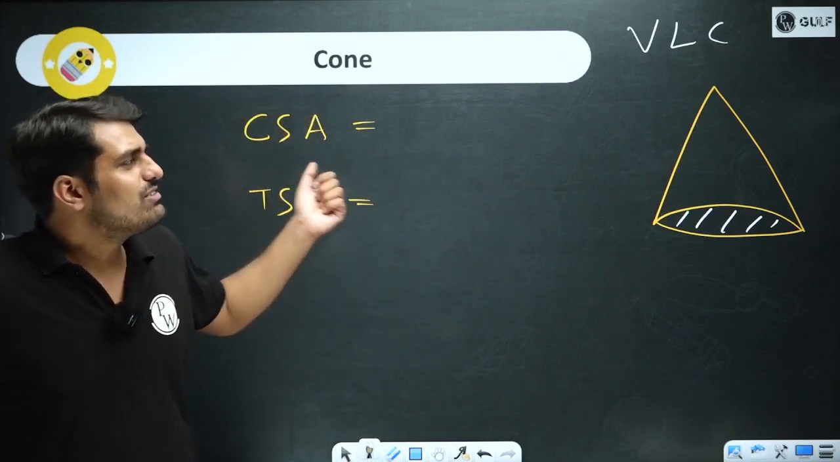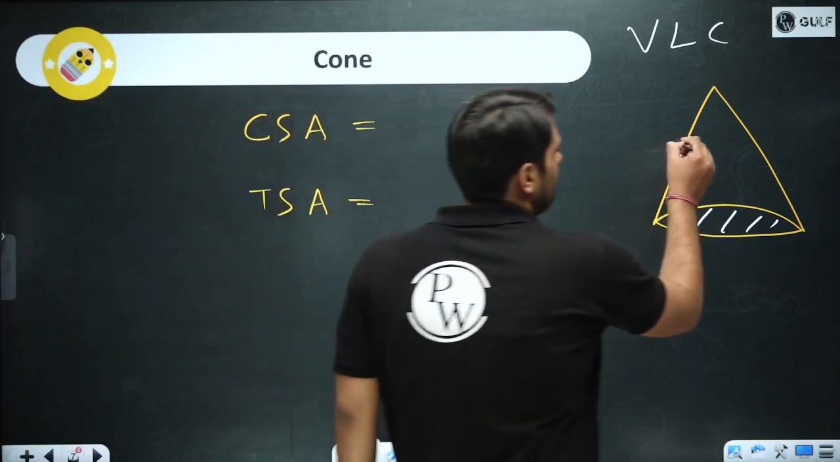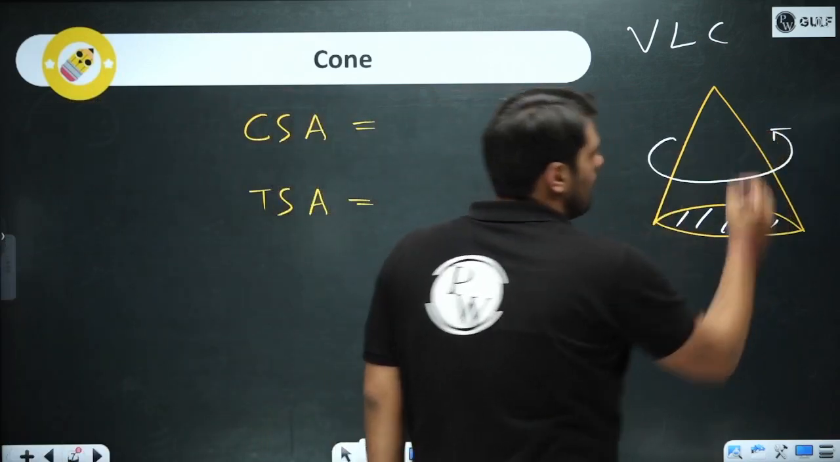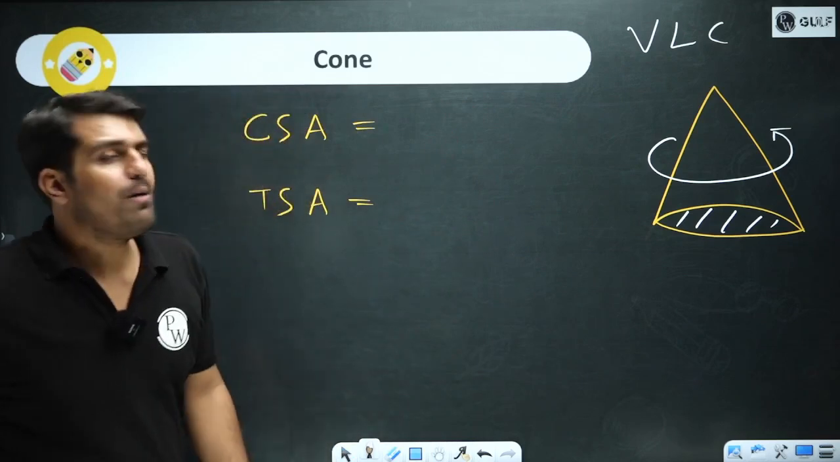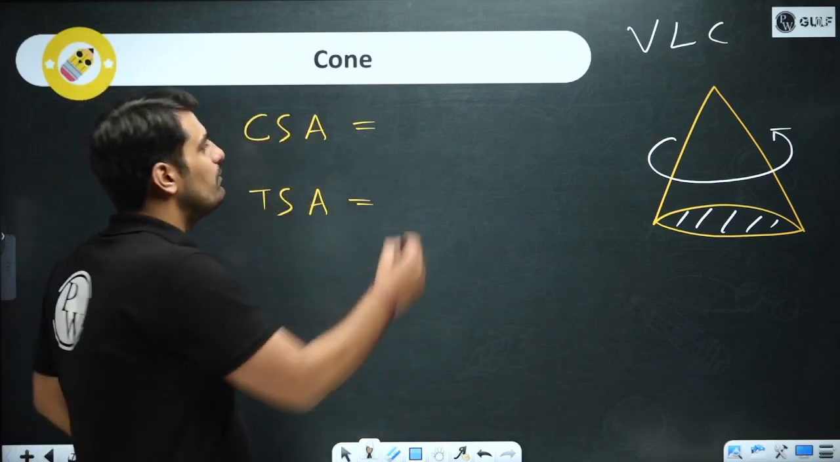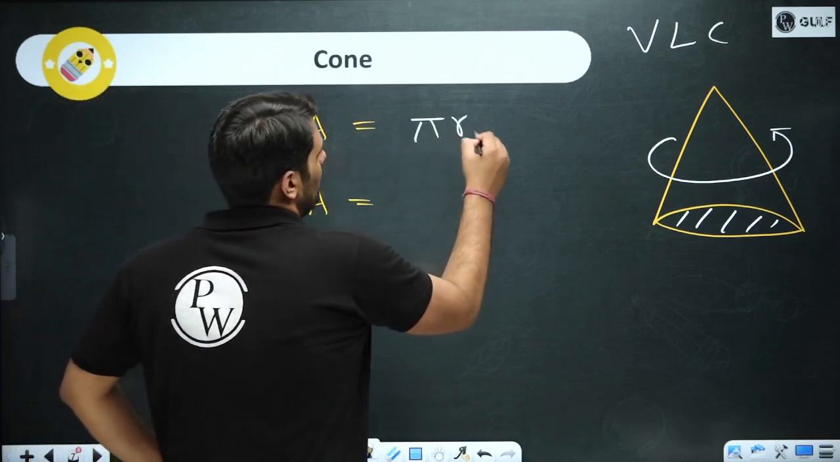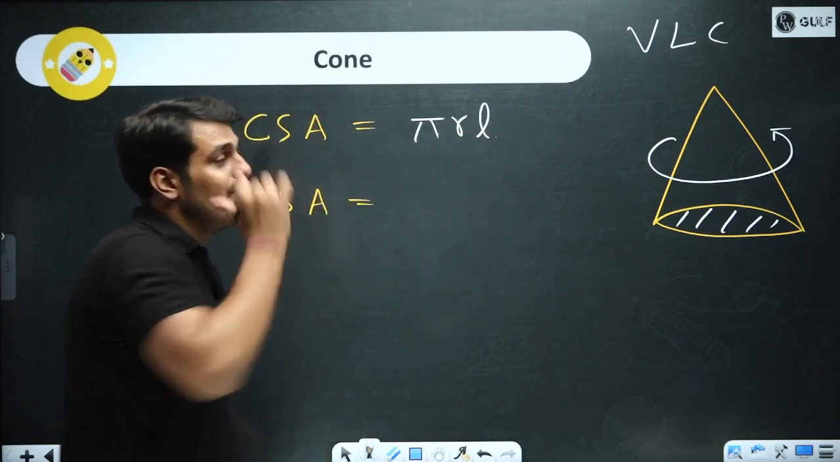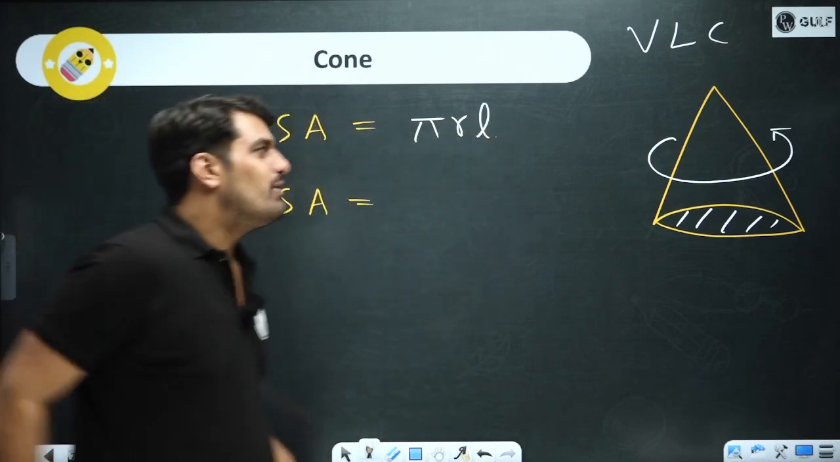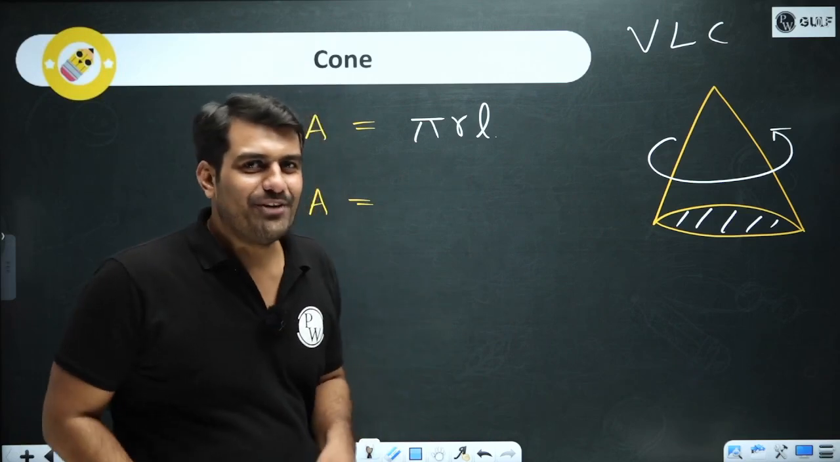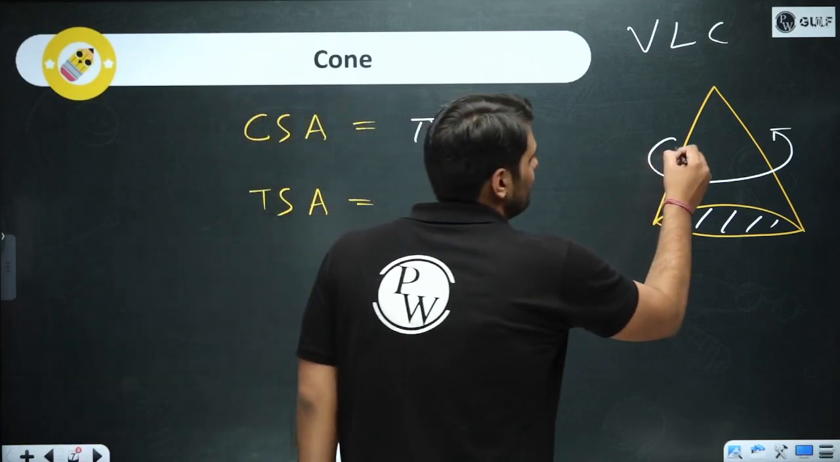In this case, the curved surface area represents this curved portion, which is very simple to understand. If I tell you the formula, it is pi r L. But the next question is, what is this L? We have already talked about L in the previous grade. I am just doing the revision for you. L is the slant height.